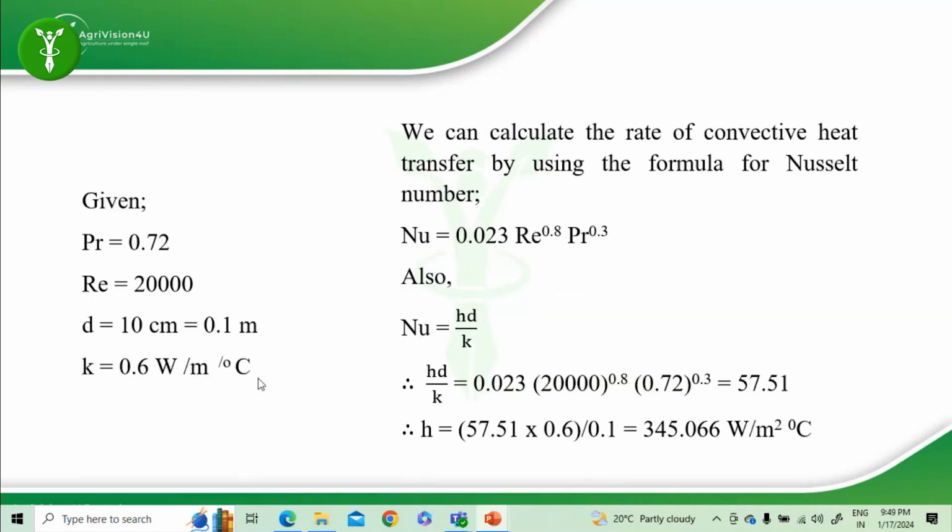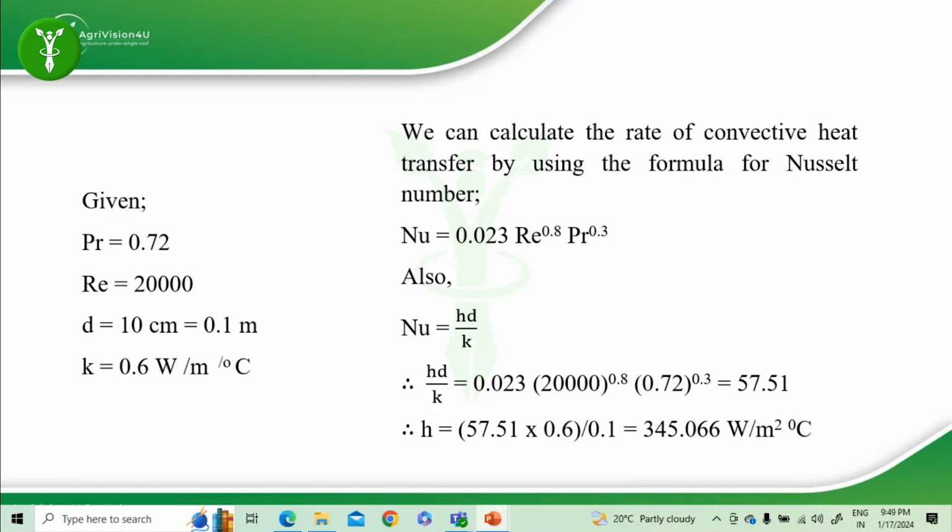So what is given? Given are the Prandtl number, the Reynolds number, the value of D and the value of K, the thermal conductivity. Both dimensionless numbers have been provided, along with the diameter. Now the simple formula used to calculate all these things is the formula for the Nusselt number. What is the formula for the Nusselt number? The widely used formula is Nusselt number is equal to HD by K.